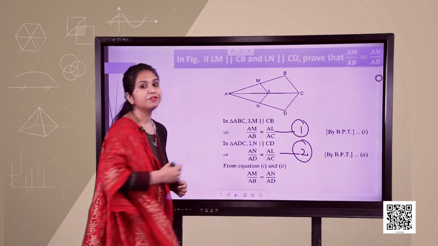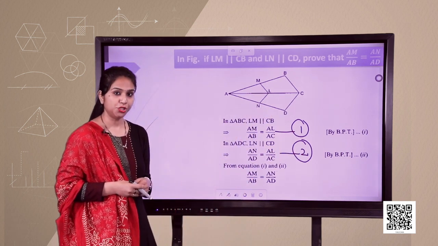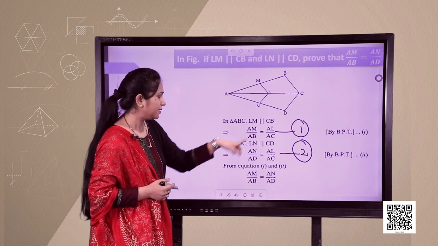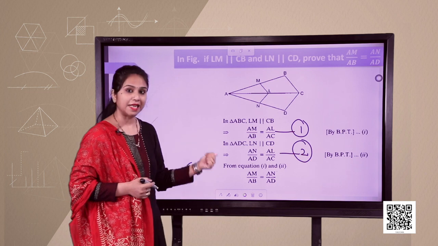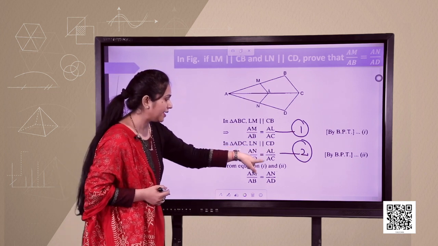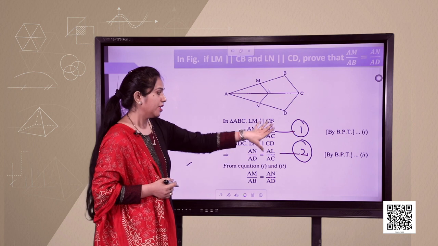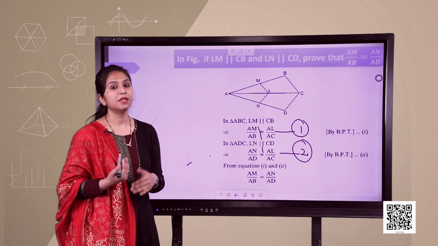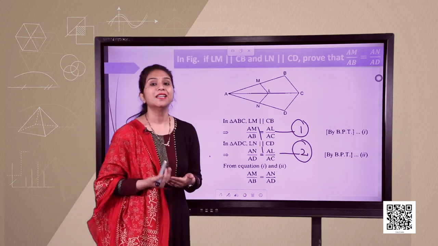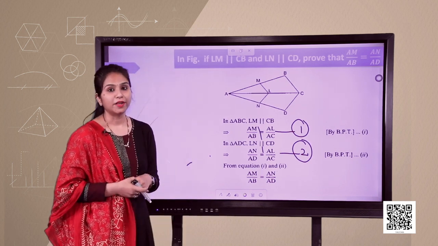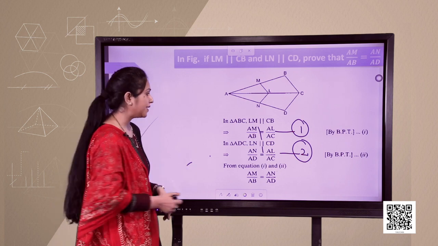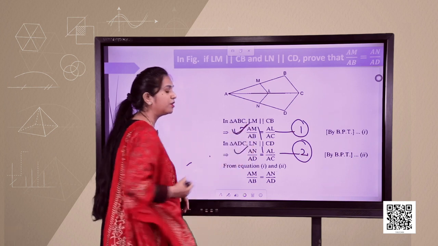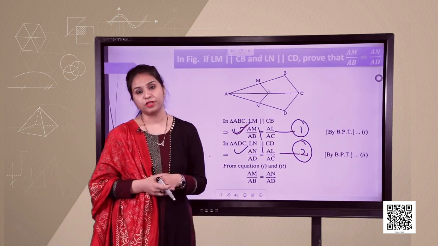Now, carefully observe your equation 1 and equation number 2. You can see here AM upon AB is equal to AL upon AC, and in the second case, AL upon AC is equal to AN upon AD. Again you can see there is something common. We know when two things are equal to one thing, they are equal to each other. So, from equation 1 and 2, what can we write now? We can write AM upon AB is equal to AN upon AD, hence proved.